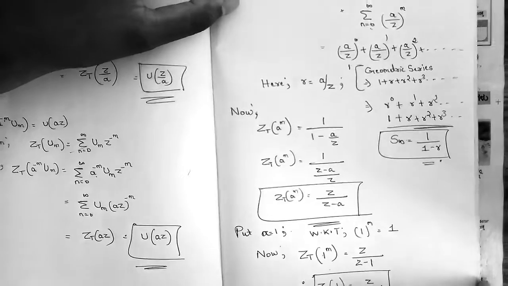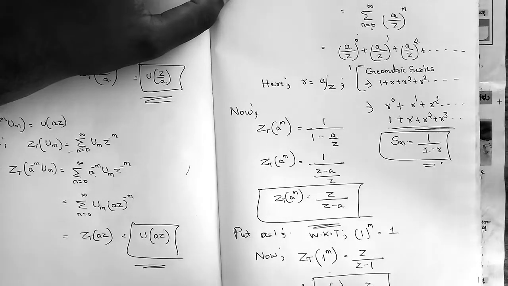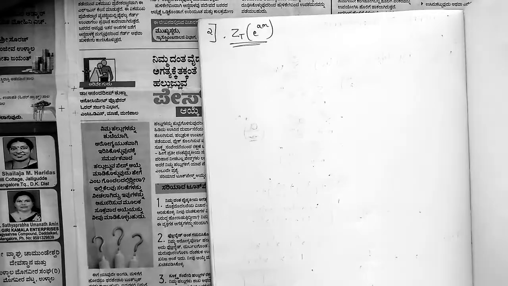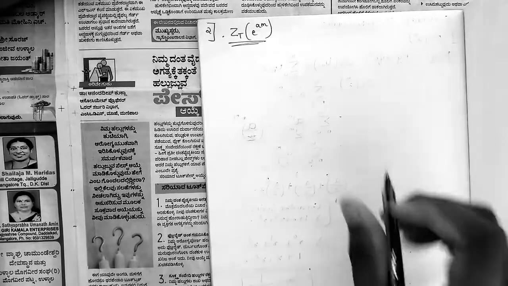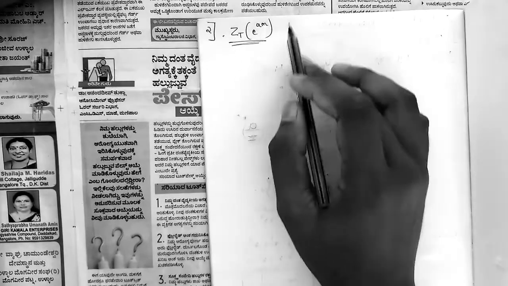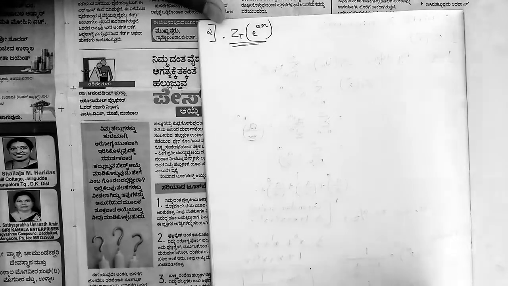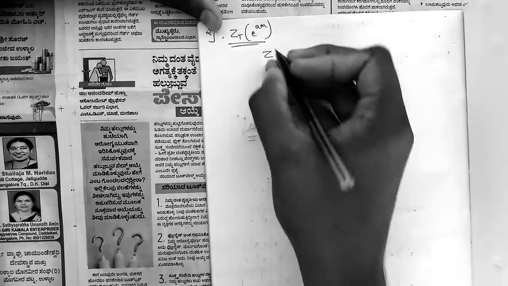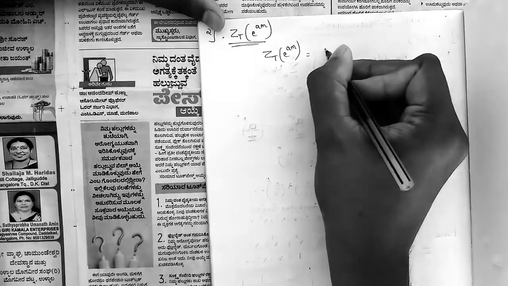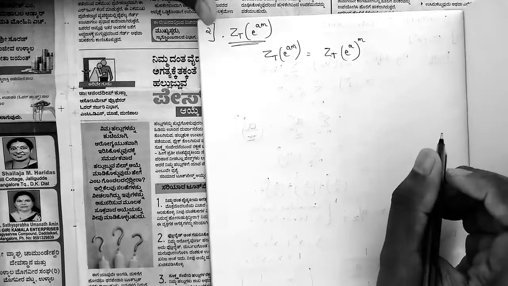So now we have discussed two standard z transforms, that is z transform of a power n and z transform of 1. Now let's discuss some more z transforms. Another type of z transform is z transform of e power a n, when the question is of the form e power a n. So how do we find this z transform? The first thing we need to do is split this: z transform of e power a n is equal to z transform of e power a to the power n. We can write it this way, right?